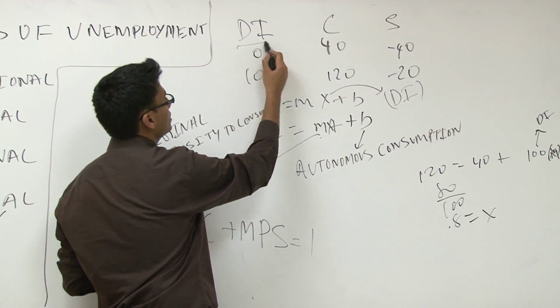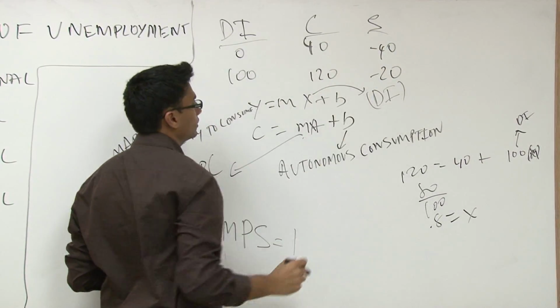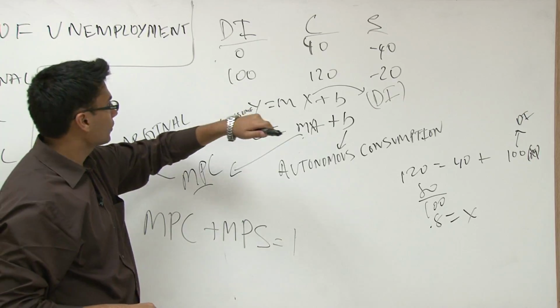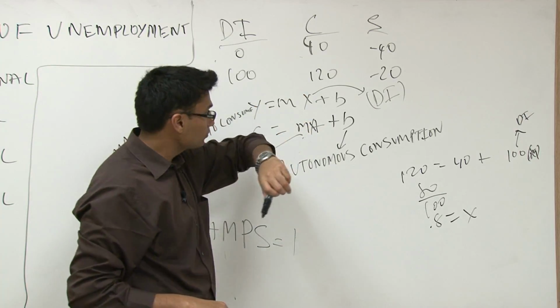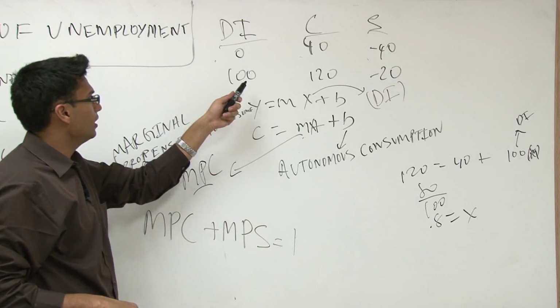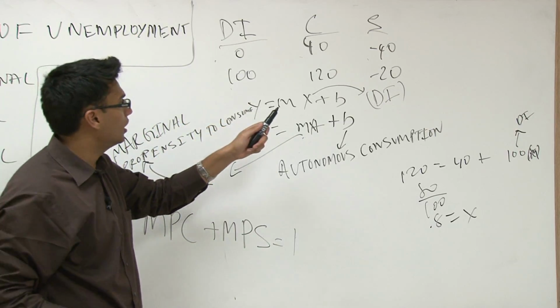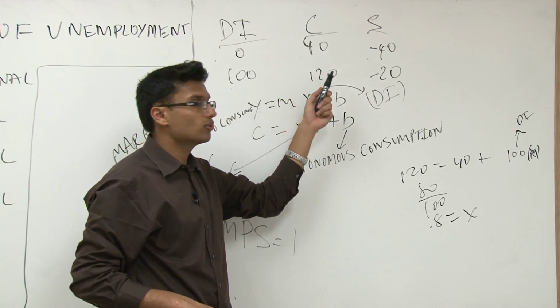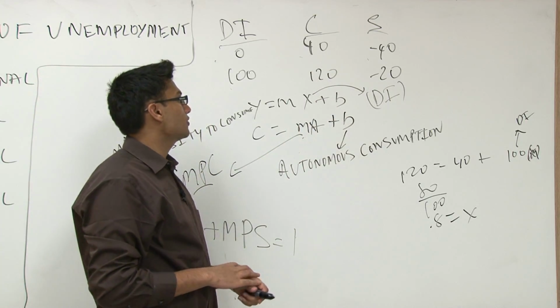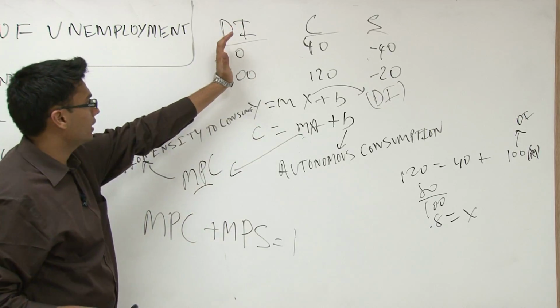To my left here, I have a table. You have disposable income, consumption, and saving. Disposable income at this point A is 0, consumption is 40, savings is negative 40. Similarly, disposable income is 100 here, consumption is 120, saving is negative 20. So how do we get a consumption function? It's based on these data points.